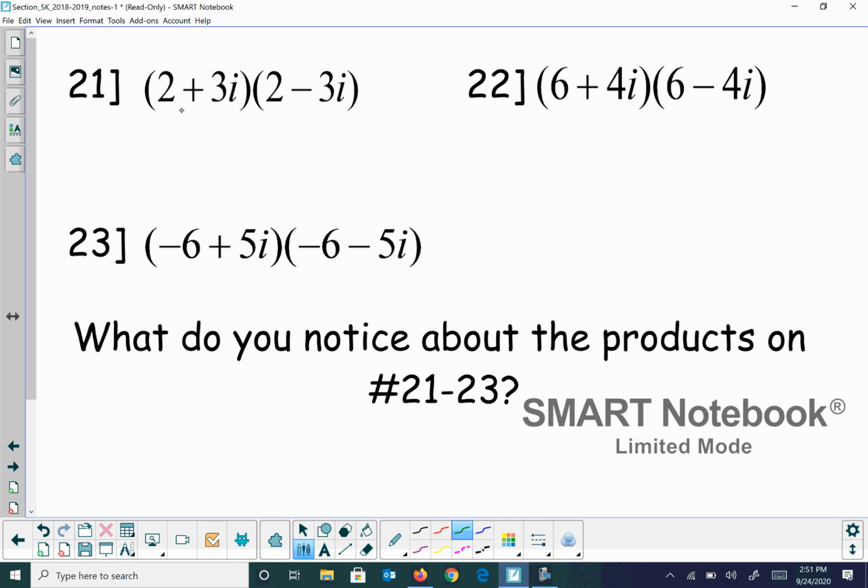And we'll keep going with these. These are conjugates. The nice thing about conjugates is that the inside and outside terms cancel out. So I'm going to get 4 minus 9i squared. I squared is negative 1, so this becomes 4 plus 9, which is 13.